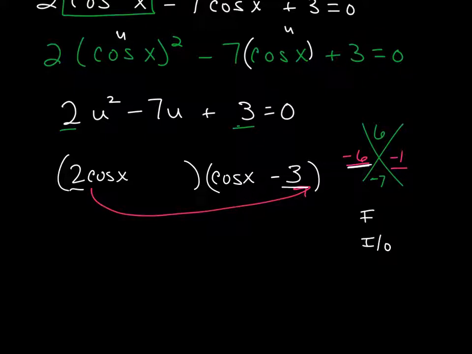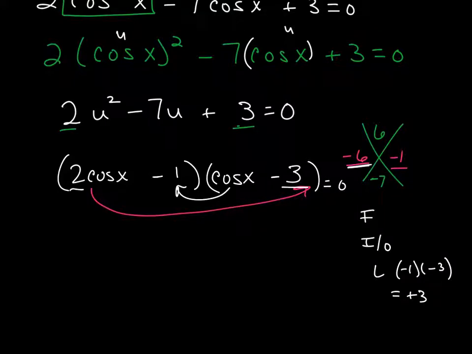The next one, that was my outside. My inside piece, cosine of what? Again, I would need that to be a coefficient of a negative 1. And then check your last term. Is your last term correct? Yes. Negative 1 times negative 3 is equal to a positive 3. So I factored this correctly.